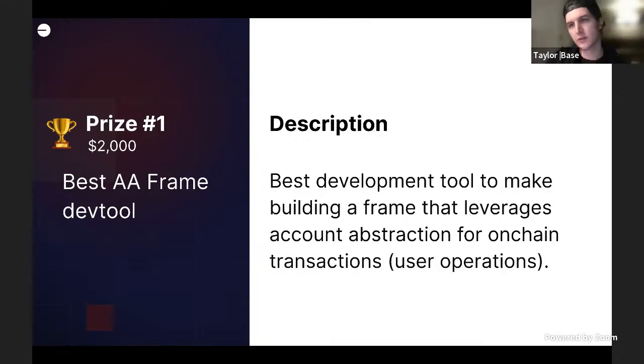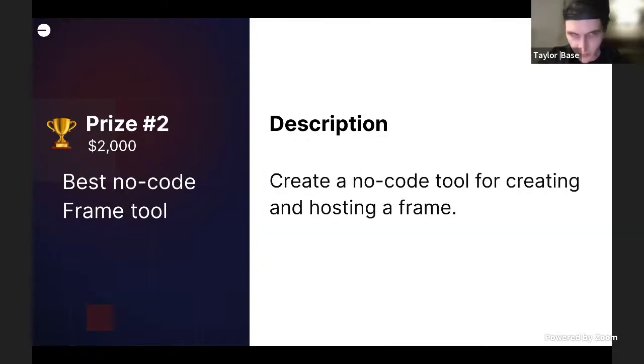We're always looking for ways to reduce the friction of on-chain development for users, and we think account abstraction is a huge way to do that. So we'd love to see that also be brought into frames. The second prize we have is a prize for $2,000 for best no-code frame tool.